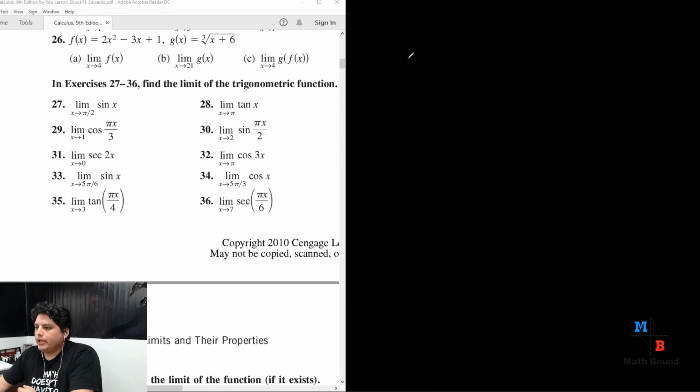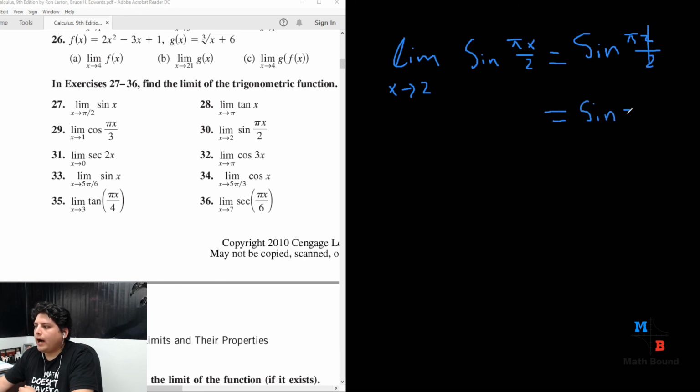Let's do number 30. The limit as x approaches 2 of sine of pi x over 2. When we plug in 2 into this expression, turns out that the limit is just going to be the sine of pi times 2 over 2. The 2's cancel, so that's just equal to sine of pi.